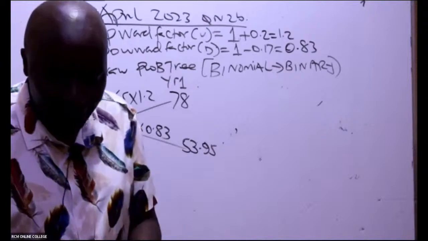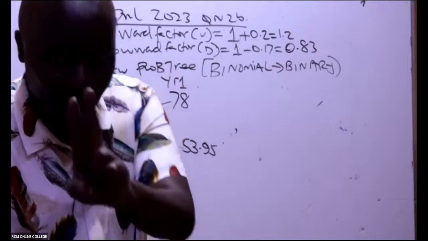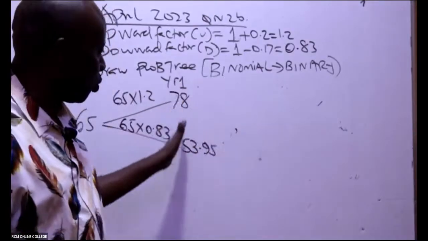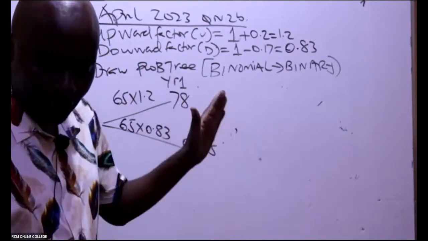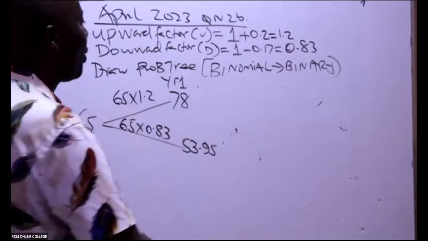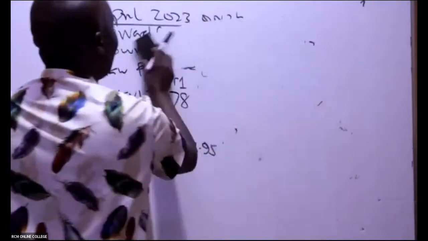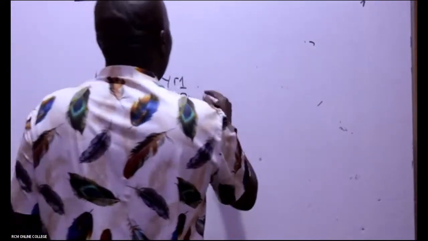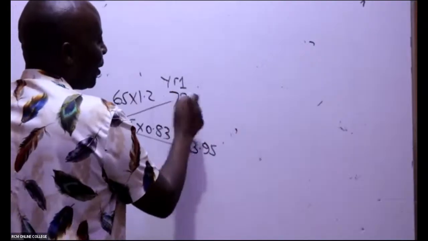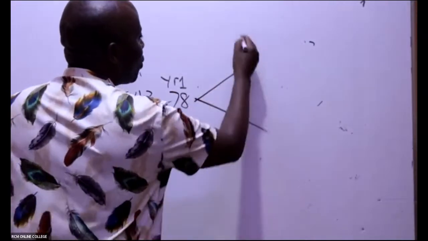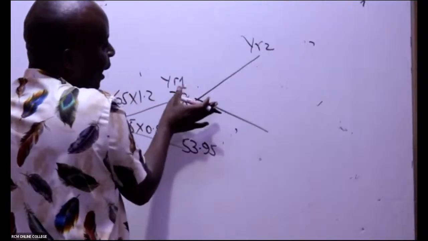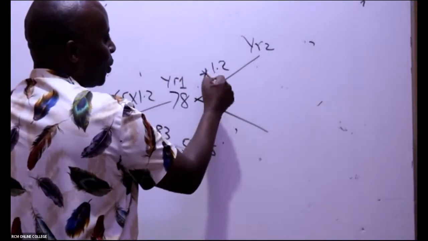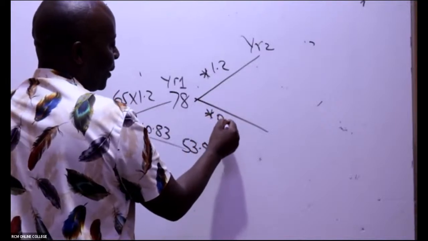Remember, they have told us to use what here? Two periods. So this is period 1. Then now we go to period number 2. Period number 2, how does this behave? There are 2 possibilities. If the price was 78, when we go to year 2, we could either again have this thing going up or down. So if it goes up, I multiply by 1.2. If it goes down, I multiply this by 0.83.